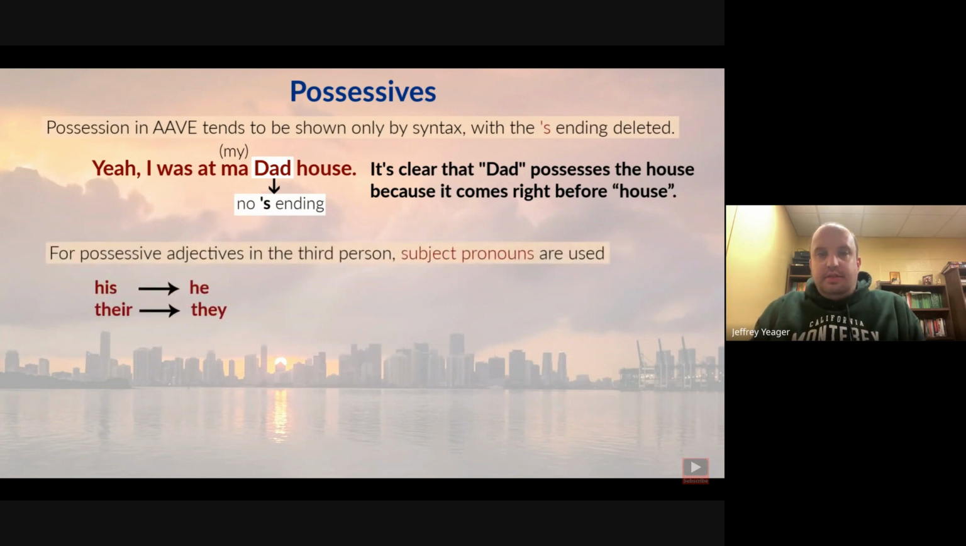For possessive adjectives in the third person, subject pronouns are used. They was looking for they friends. Notice that they appears twice, once as the subject and again as the possessor.